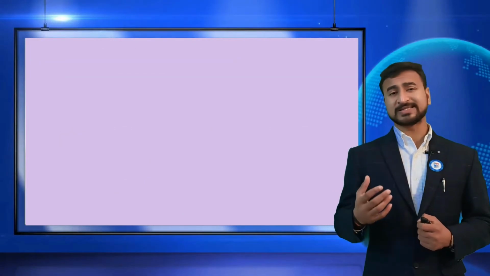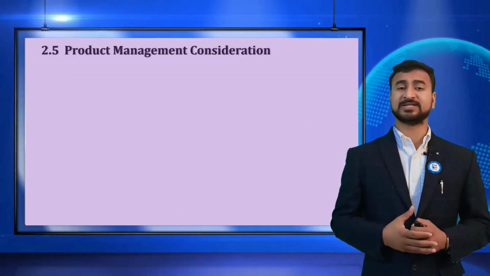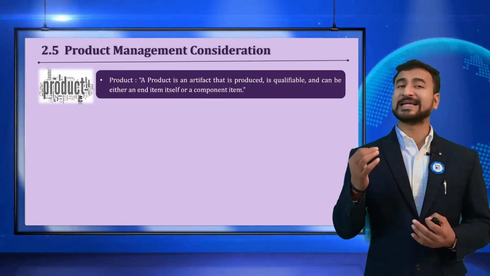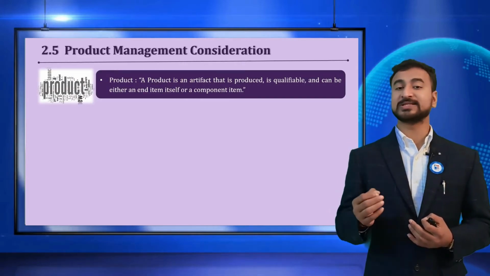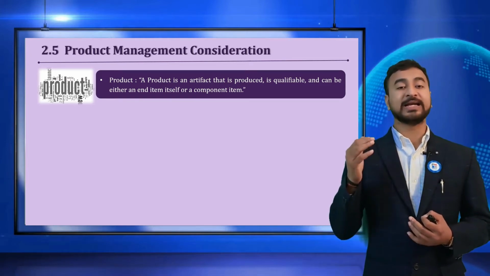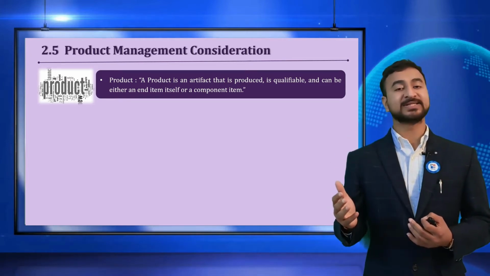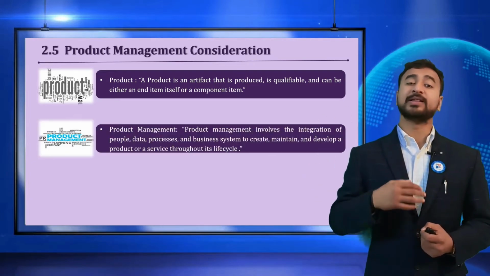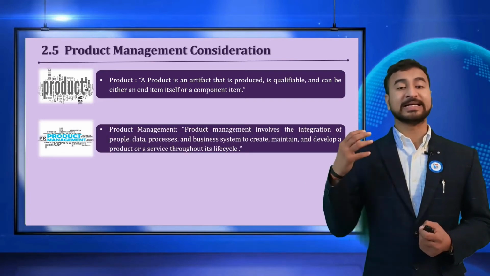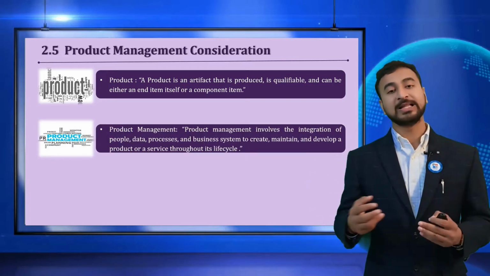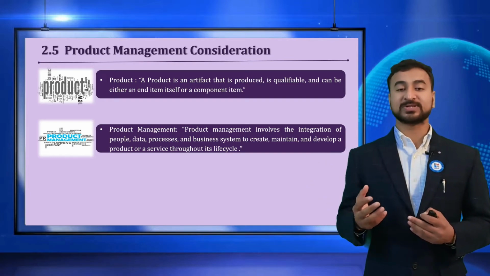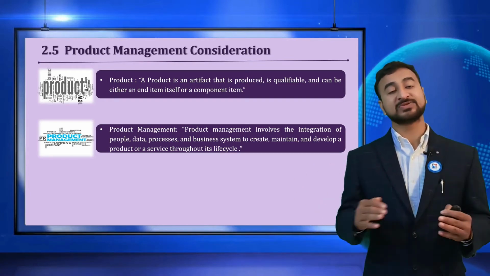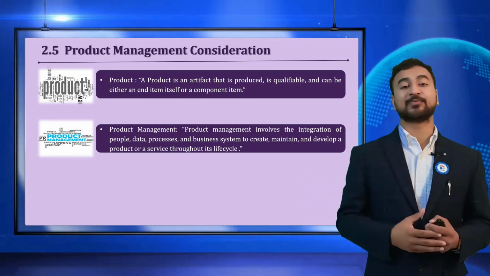Before discussing product management consideration, let's discuss the product. So what is a product? A product is an artifact that is produced, is quantifiable, and can be either an end item itself or a component of a holistic item. And product management involves the integration of people, data, and business processes in the system to create, maintain, and develop a product or a service throughout the life cycle. So that is product management.